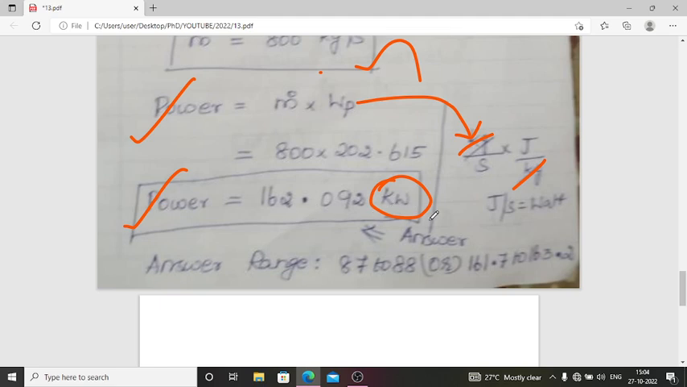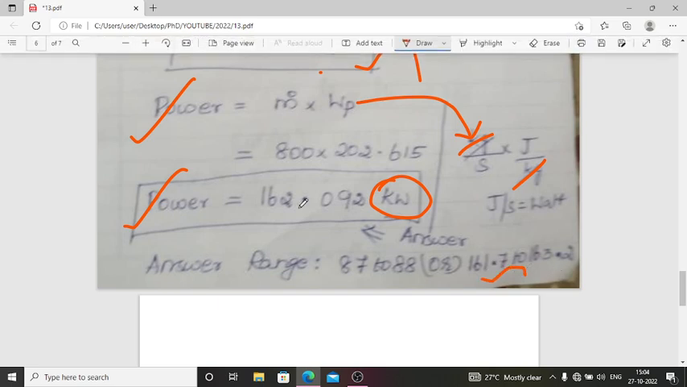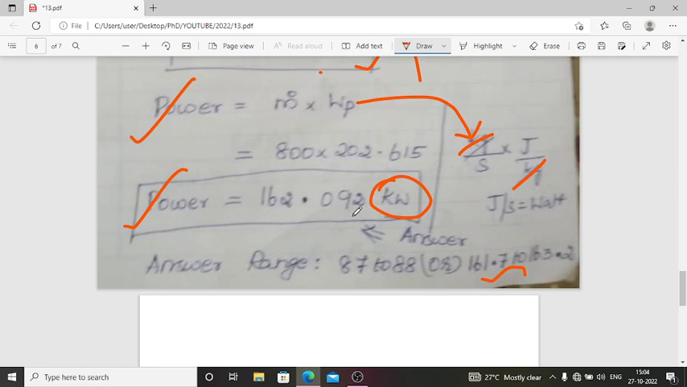162.092 kilowatt. So the answer range for this problem is 161.7 to 163.2. Our answer is within this range. Our answer is 162.092 kilowatt. So this is our answer.